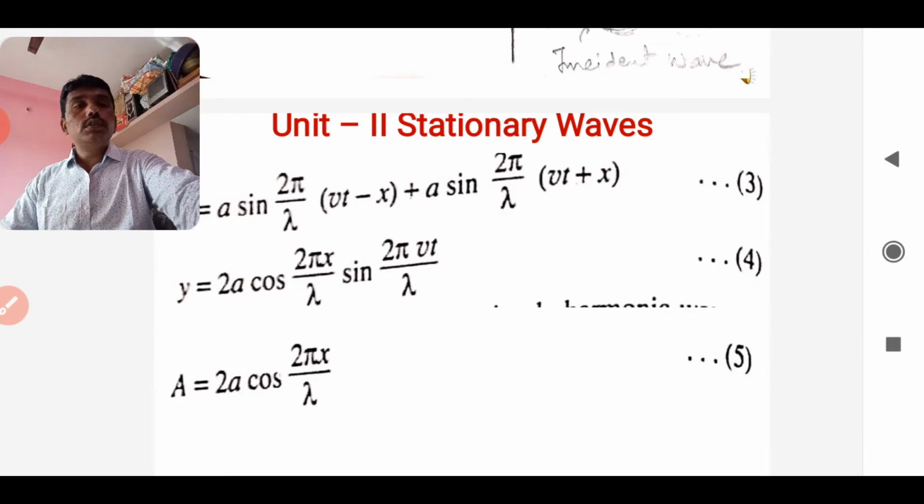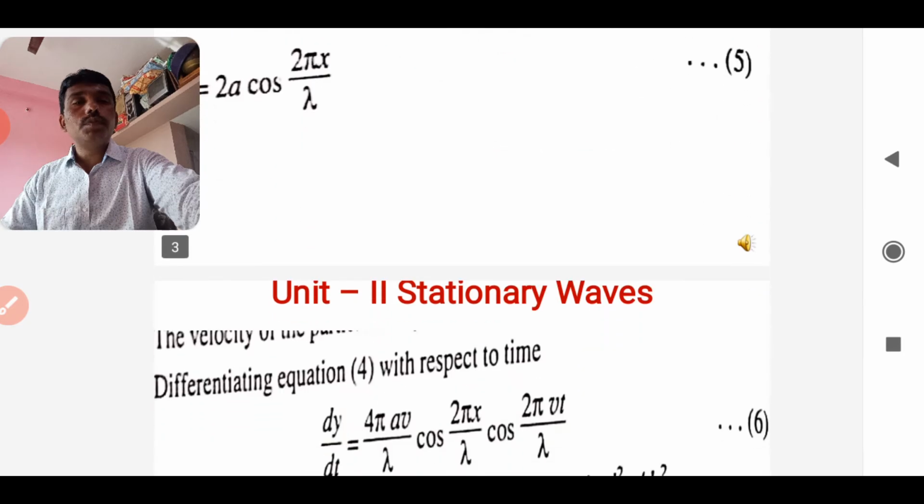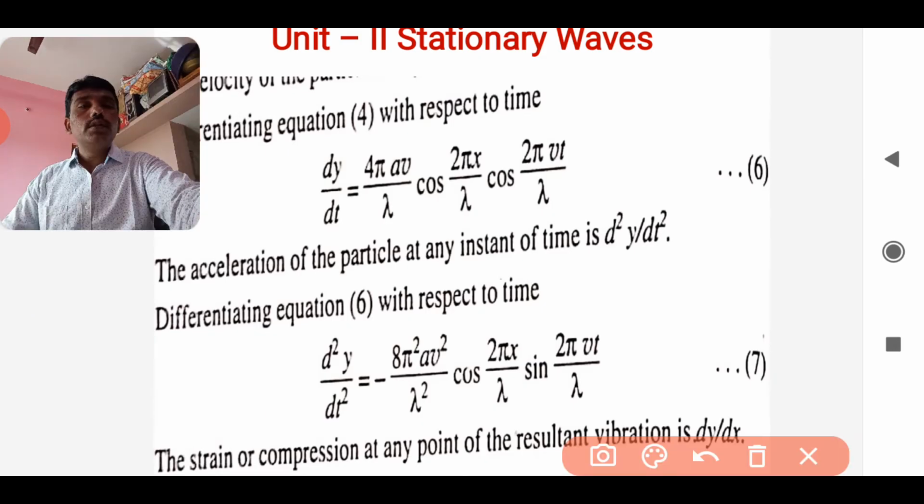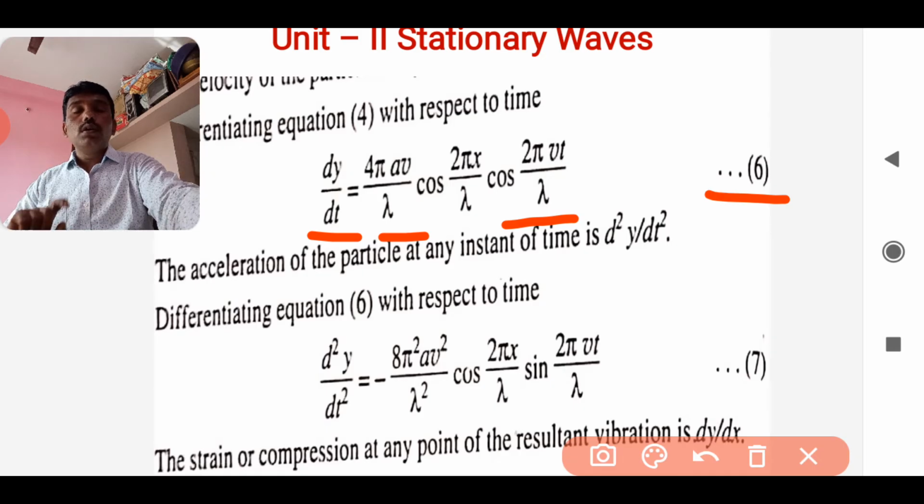सो व्हेन आय डिफरन्शिएट दिस, आय विल गेट दिस रिलेशनशिप ॲज युअर व्हेलॉसिटी, दॅट इज dy/dt = 4πav/λ. इफ यू लुक ॲट दिस केस, it is dy/dt, it is 4πav/λ cos(2πx/λ), ज्याच्यावर की परिणाम होणार नाही, into cos(2πvt/λ), साइनचं झालं कॉस. दिस इज इक्वेशन नंबर 6. बट dy/dt इज व्हॉट, y is nothing but a displacement, नो डाऊट dy/dt इज नथिंग बट व्हेलॉसिटी, अँड दॅट्स वाय द व्हेलॉसिटी इन दॅट केस इज रिप्रेझेंटेड इन दिस फॅशन, इक्वेशन नंबर 6.